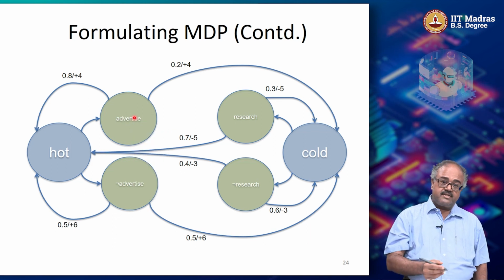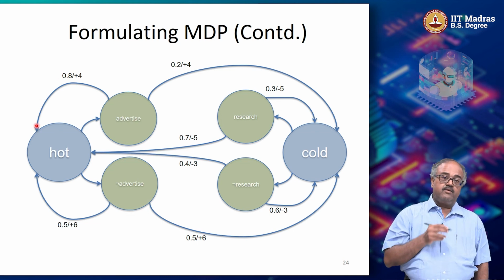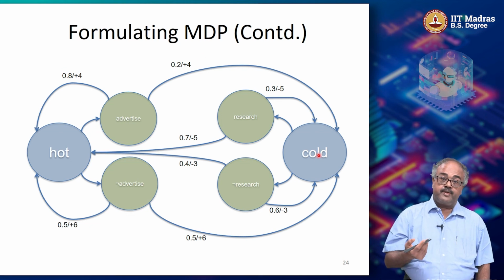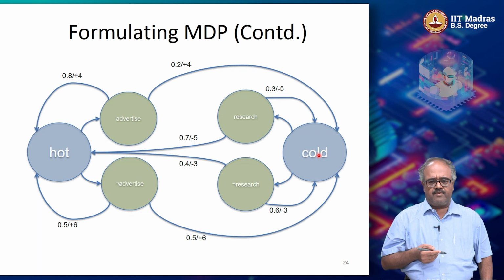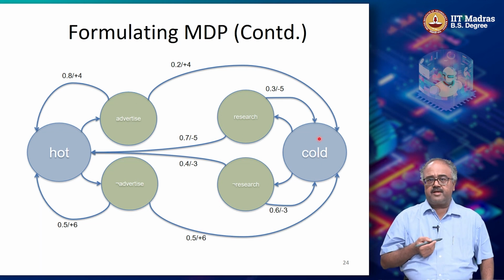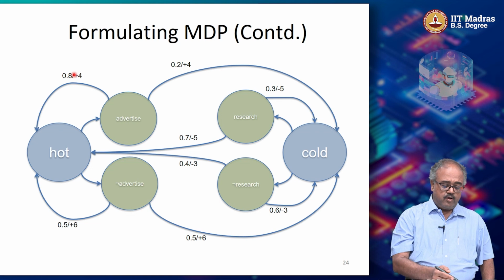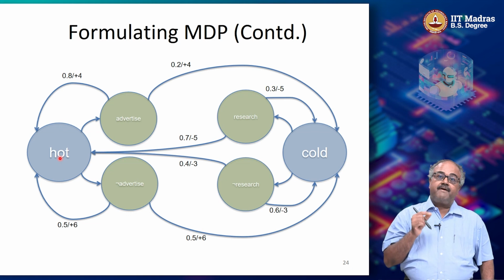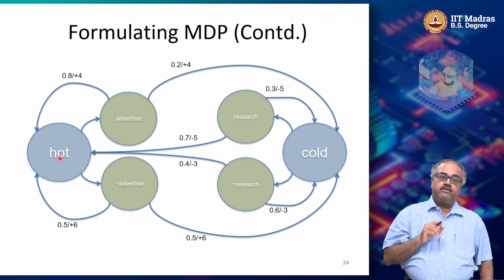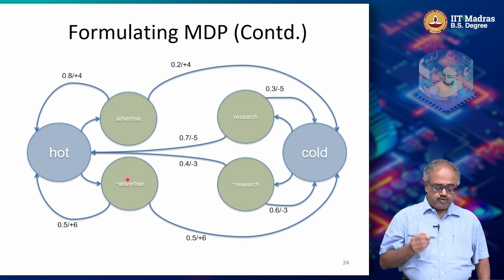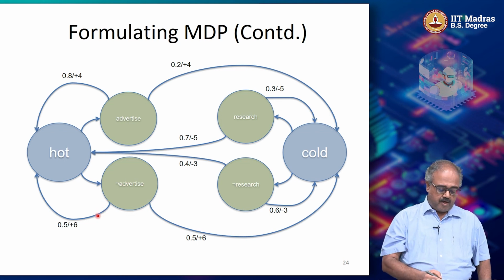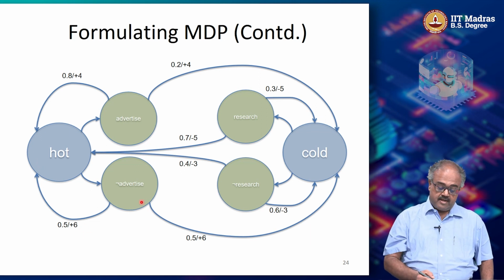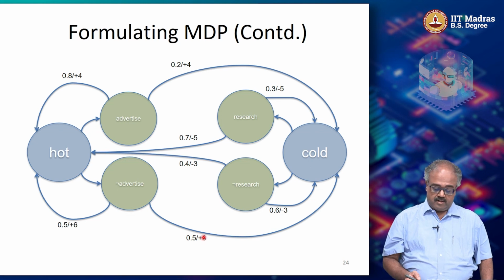In hot, if we choose to advertise, we said with probability 0.8, you will continue to be hot. That means with probability 0.2, you will become cold, even though you are advertising, just the way the world is. Some kind of noise is there and then you become cold, right? And then you also get a reward of +4 whenever you advertise, regardless of whether you go to hot or go to cold. The fact that you are hot to begin with, that gives you a reward of +4. Now if you choose to not advertise, with a probability 0.5, you still remain hot and you get a reward of +6, and with probability 0.5 you could become cold with a reward of +6.